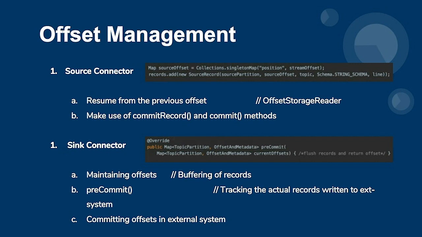In the case of sink connectors, we should maintain offsets of the records that were actually written to the external system and return only those via preCommit, as we have discussed before. Another alternative to offsets being maintained by Kafka Connect is to store the offsets in the external system, like in database tables. This helps us achieve exactly-once semantics.